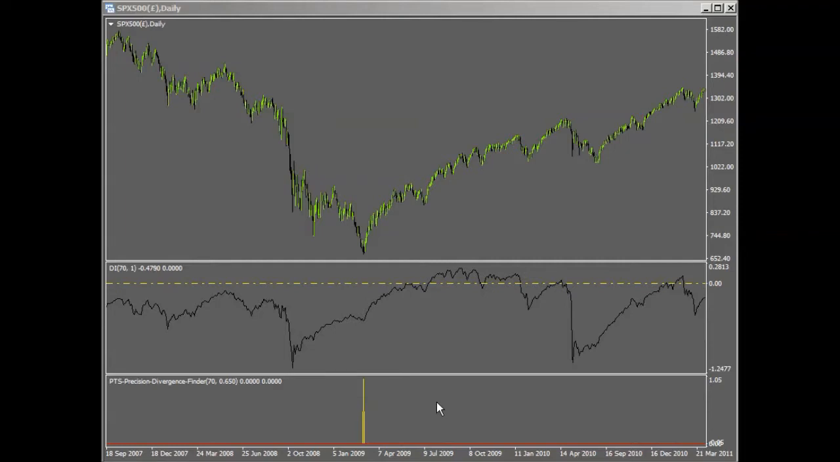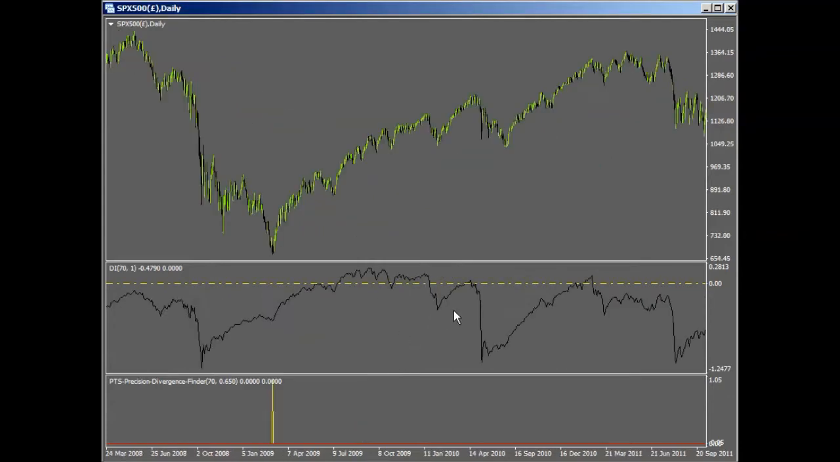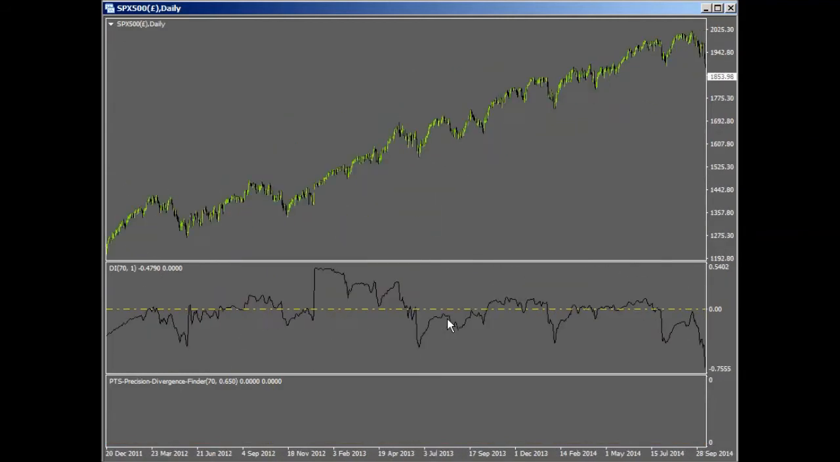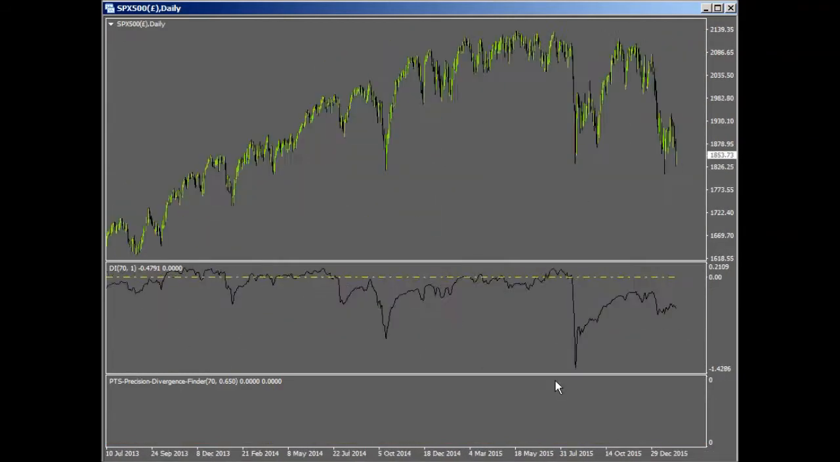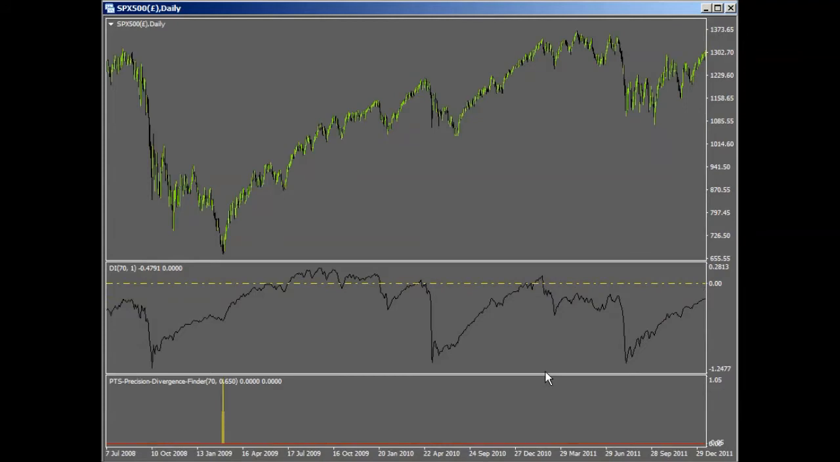Basically, what this indicator does, it hunts down divergences from this demand index indicator. You don't have to buy demand index to use this because it's built into the system. So with this setting, it's found the exact low point of 2009, which led to this huge move up. And as you can see, that's the only thing it found.